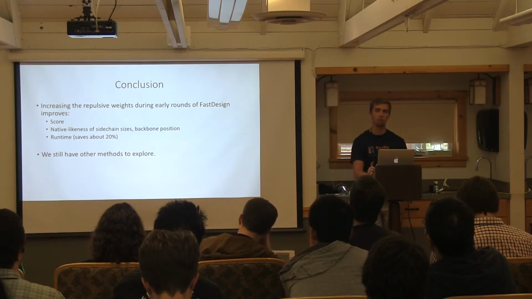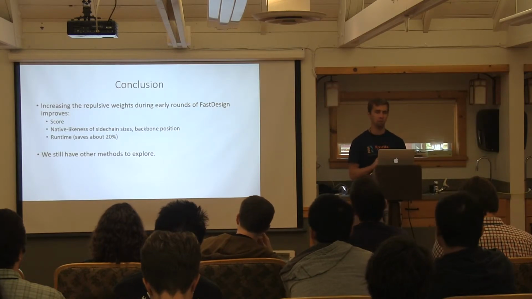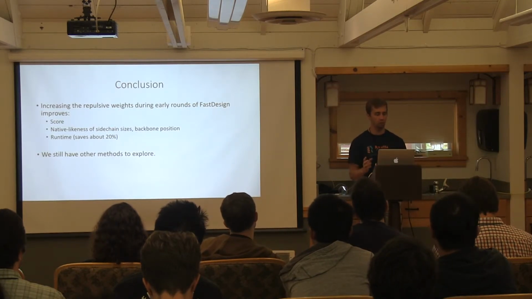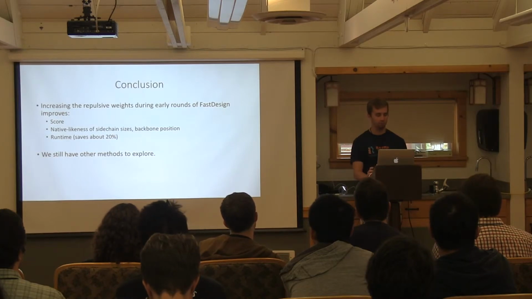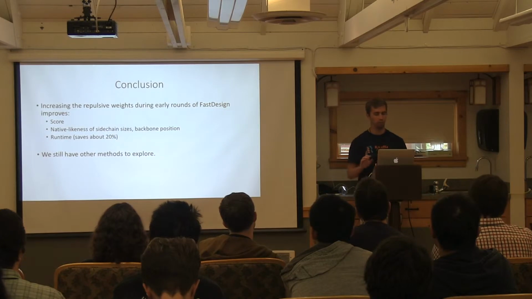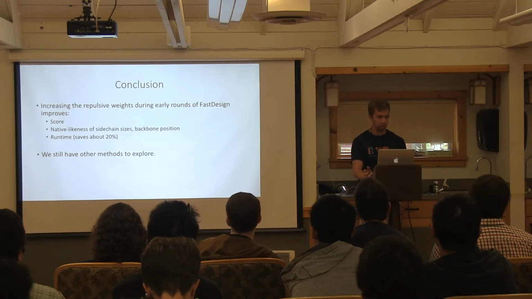It actually goes faster. It only takes about 80% of what FastDesign and FastRelax would take before. And I think it's because the minimizer is just sampling less of the score function space, it's not having to optimize for very different score functions. So it goes a little bit faster, so the improvement's more or less free. It actually gives a little bit back.